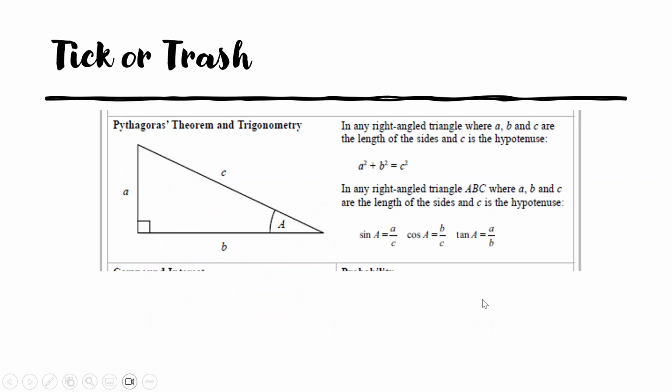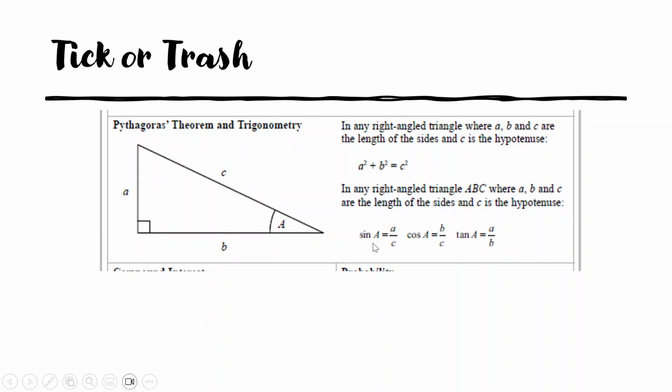The next section of the exam aid is Pythagoras' theorem and trigonometry. Very common aspect that does come up. So the first one, a squared plus b squared equals c squared. Provided it's labelled like this, I tend to try and remember that the square of the hypotenuse is equal to the square of the other two sides added together.